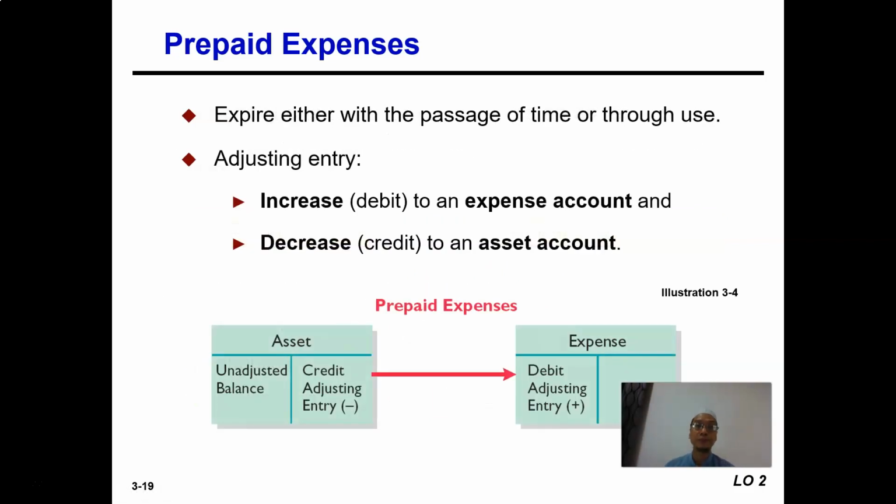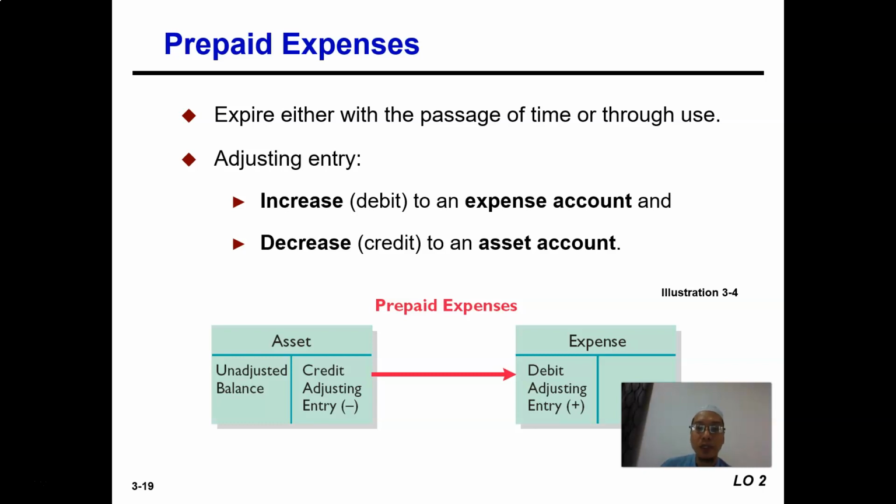So in prepaid expense, the expense will expire either with the passage of time or through use. What do you mean by passage of time? For example, you have your insurance. Actually, you don't use your insurance. Insurance is a coverage for any calamity that could befall on you. But it is more of a passage of time. So you pay your insurance for 12 months, and after that 12 months, the passage of time is up. So it will expire.